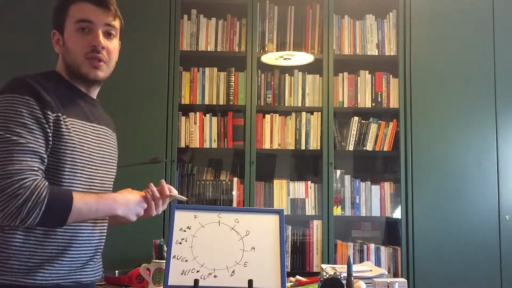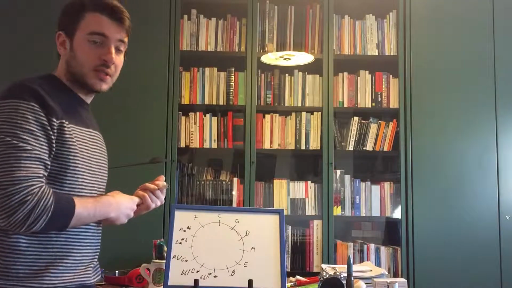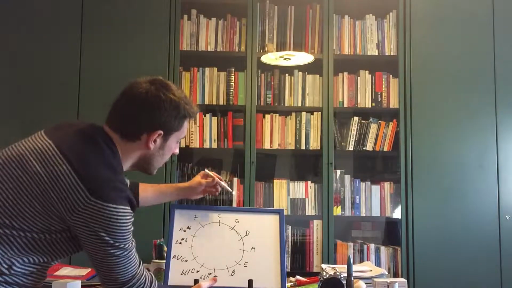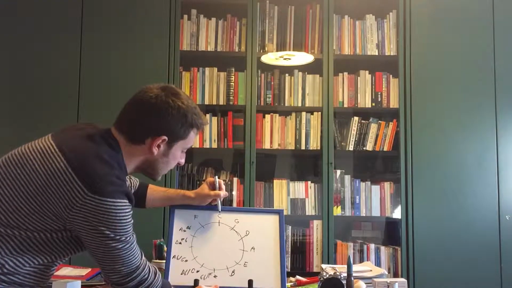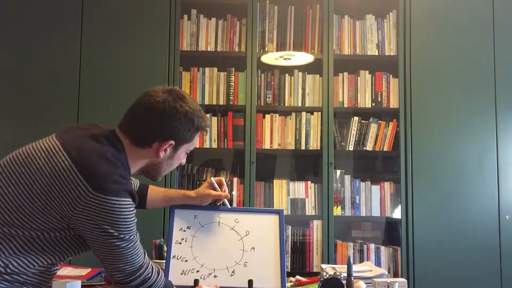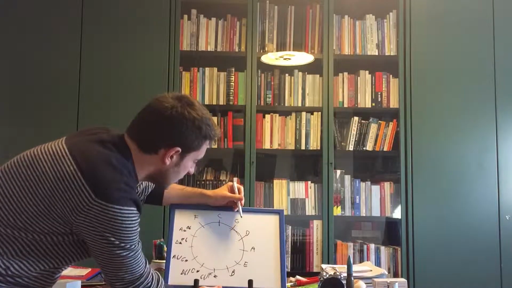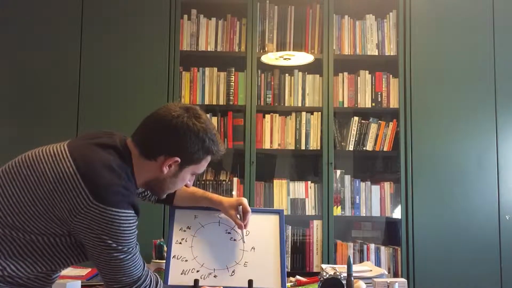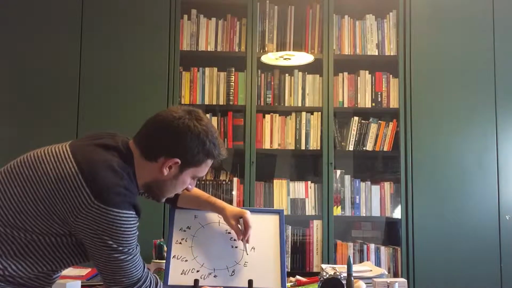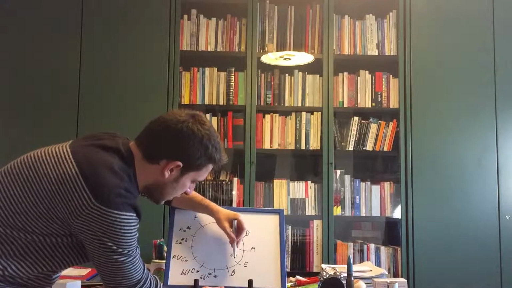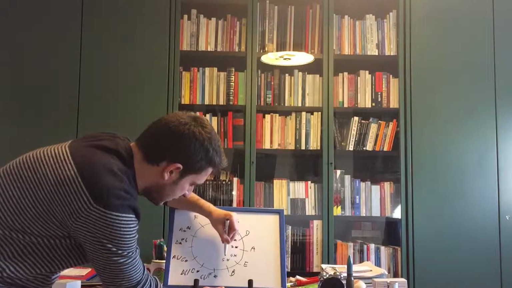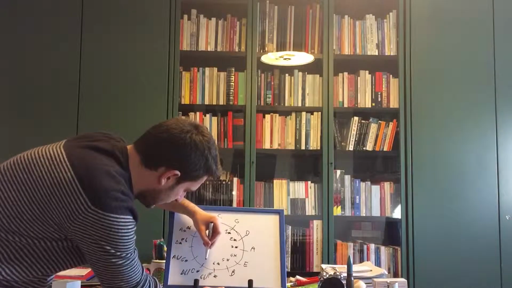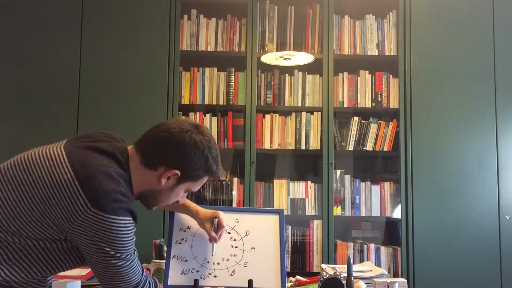Okay, so the circle of the fifth tells us how many sharps and flats are in the scale we are using. So we have C note, which doesn't have any sharps or flats, and we have G, which has one sharp, D, which has two sharps, A, three sharps, E, four sharps, B, five sharps, F sharp, six sharps, and then C sharp, seven sharps.